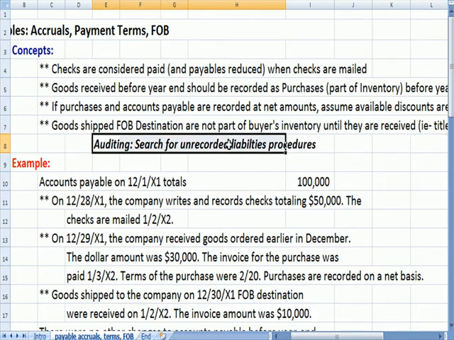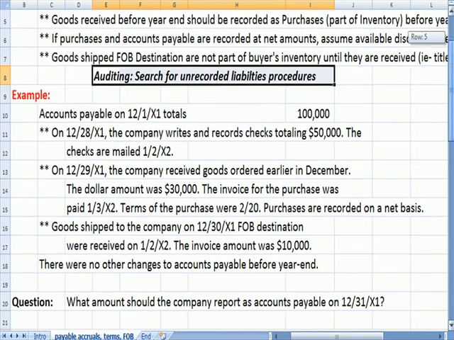A lot of these terms are covered in a procedure you do in auditing called the search for unrecorded liabilities, which is an auditing term where you're trying to make sure that accounts payable is not understated. You want to make sure that all the accounts payable are included. So with all that being said, let's do an example.